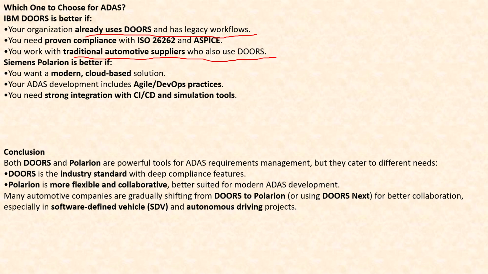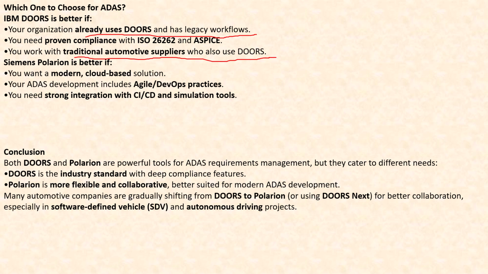Let me explain in a better way. For example, you are developing a model in Pro/E, but your vendor is developing models in CATIA. Then there will be some compatibility issues. Of course, there are plenty of tools which can convert from Pro/E to CATIA, but there may definitely be some compatibility issues, some configuration issues. Likewise, if you have suppliers who are already using DOORS, then DOORS is thoroughly recommended.